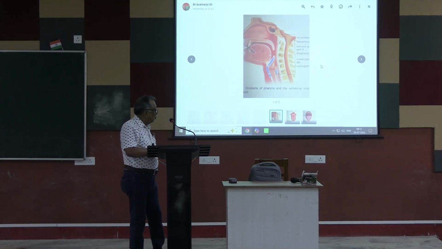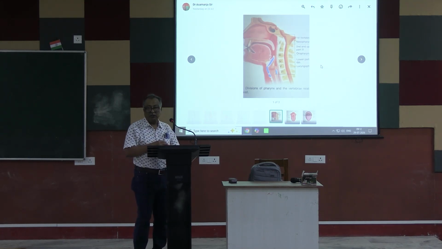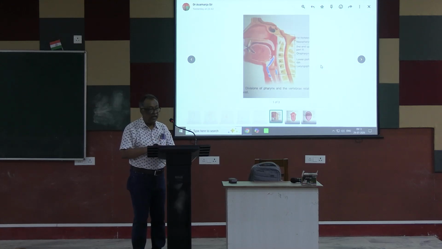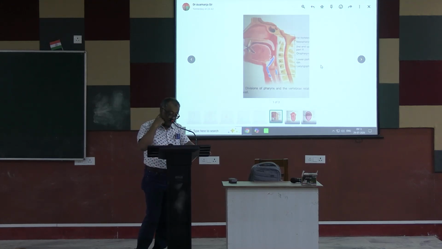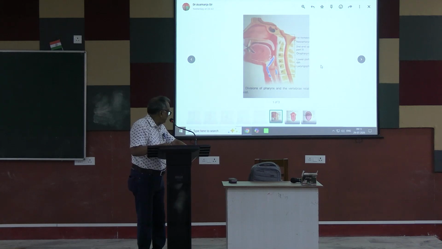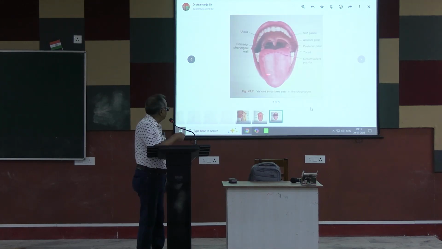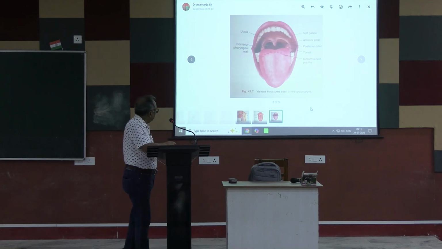The oropharyngeal isthmus is the communication between the oral cavity and the oropharynx. The oropharyngeal isthmus is bounded above by the soft palate, and below by the dorsum of the tongue at the circumvallate papillae, and laterally by the anterior pillar of the tonsil. This is the oropharyngeal isthmus.